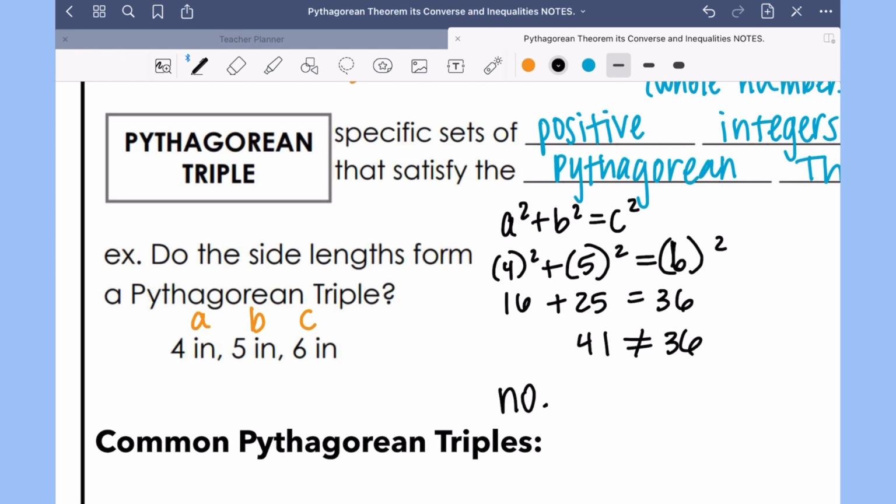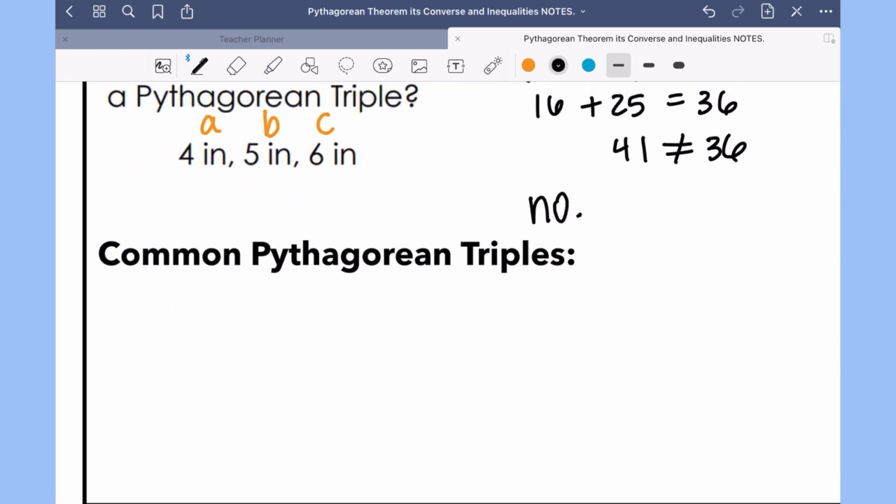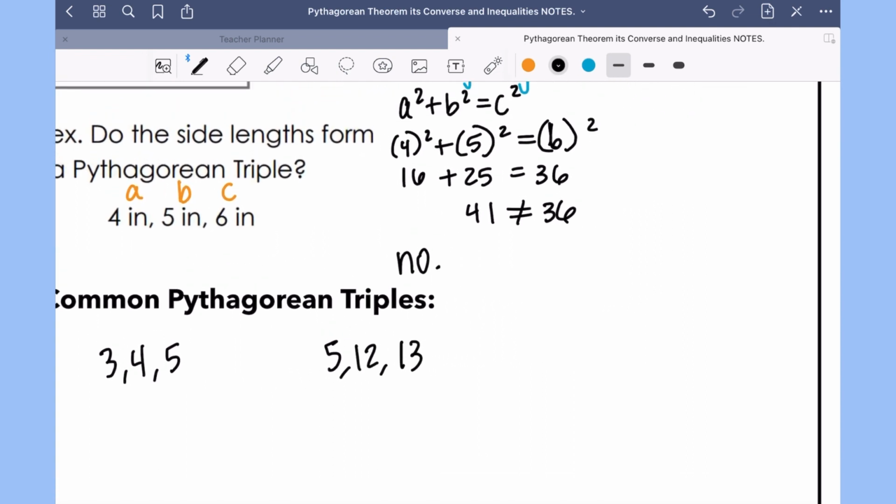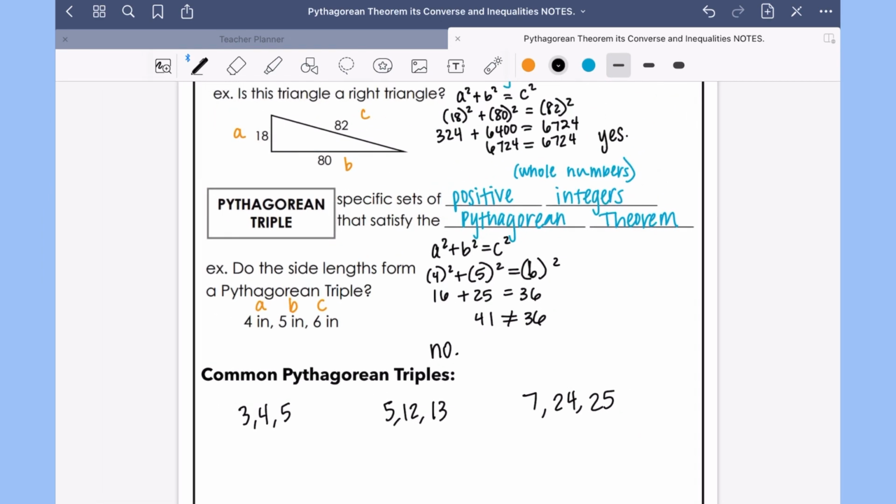Okay. I'll just give you a list of some common Pythagorean triples that are very well known. 3, 4, 5. That is a very common Pythagorean triple, which means that when you apply the Pythagorean theorem to these three numbers, they will work. They will form a right triangle. 5, 12, and 13 is another Pythagorean triple that's very common. And the third one is 7, 24, and 25. Okay, you don't have to memorize this. It's just good to know for the Pythagorean theorem.